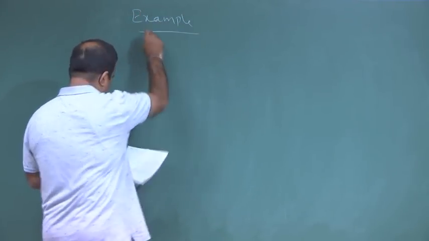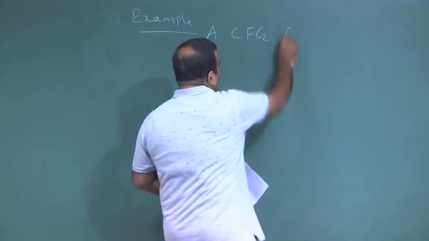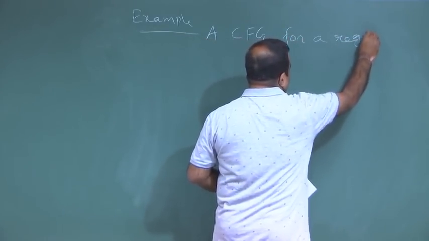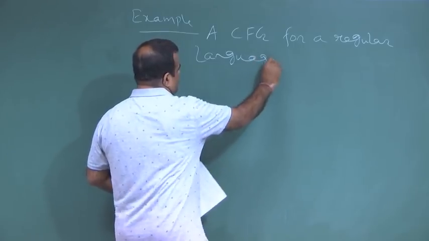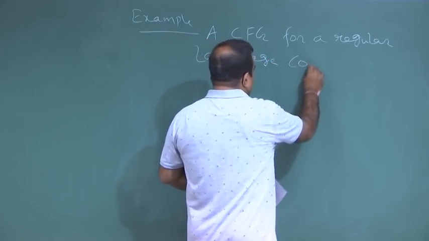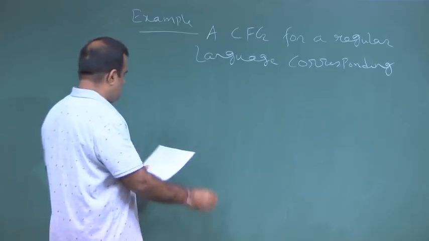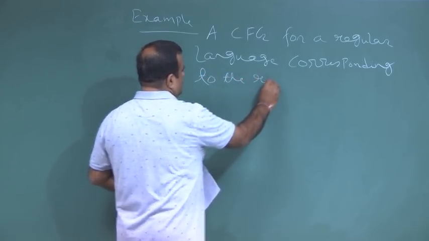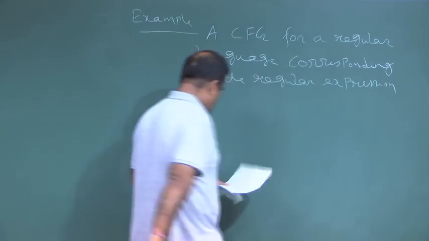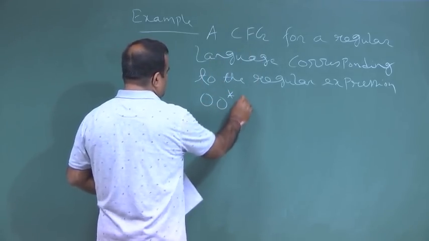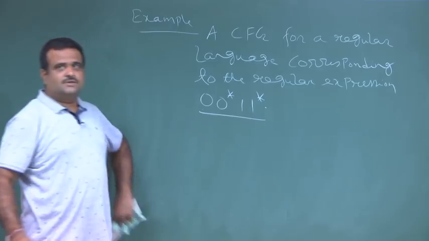Some more examples on this. We want to have a context free grammar for a regular language which corresponds to the regular expression 0 0 star 1 1 star. So, this is our language. This is the regular expression.